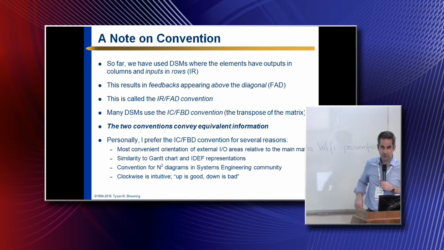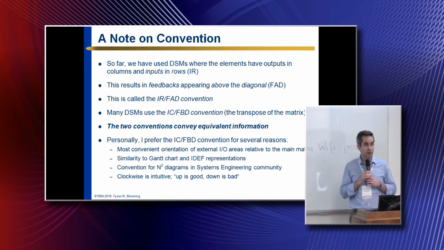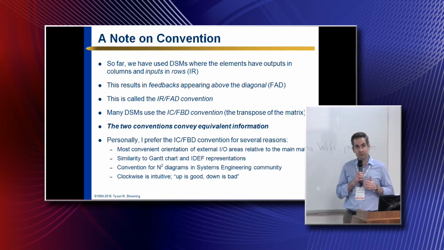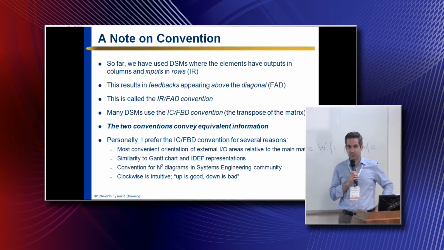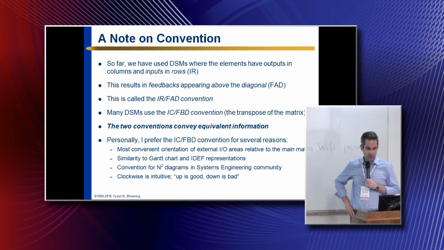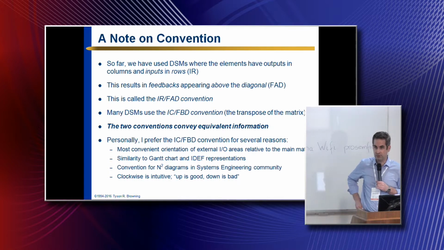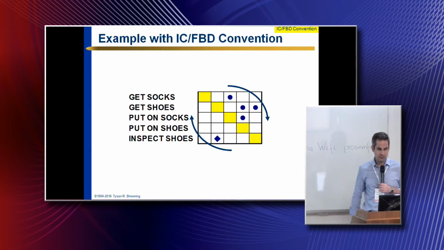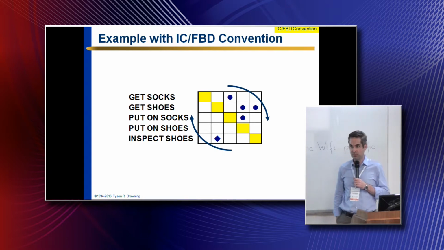One reason for this other convention, where the feedback is below the diagonal, is that it helps orient the external input and output regions that sometimes get put outside the DSM. And then it's also intuitive, and it's the convention they use in systems engineering. So it also kind of fits well with Gantt chart and IDEF models that some have been used to working with. So for a number of reasons, this other convention exists, and here's what it looks like with our socks and shoes example. It's just the transpose of the matrix.